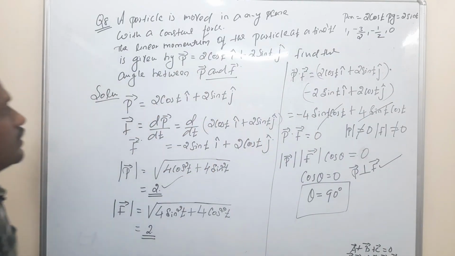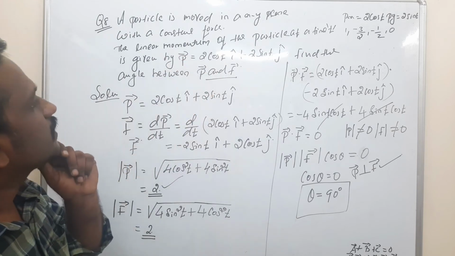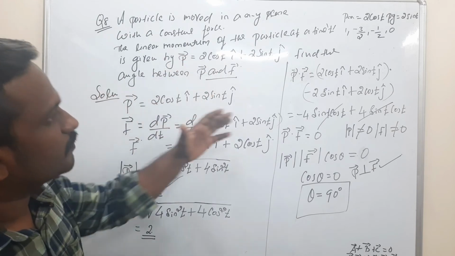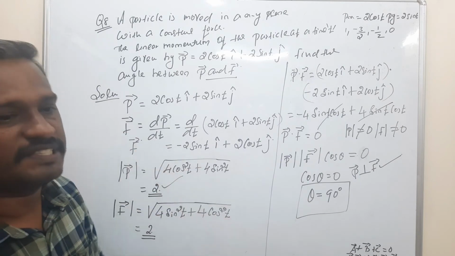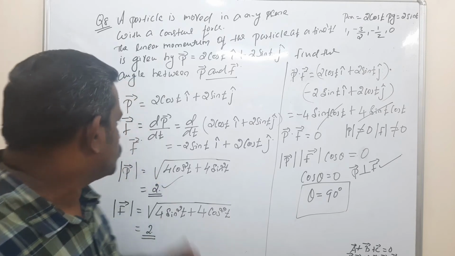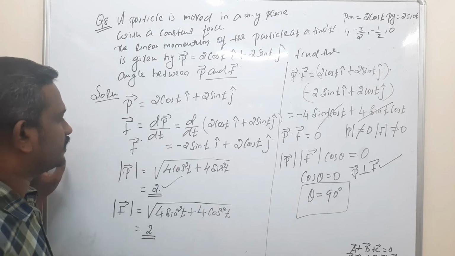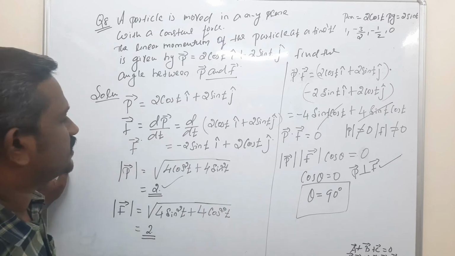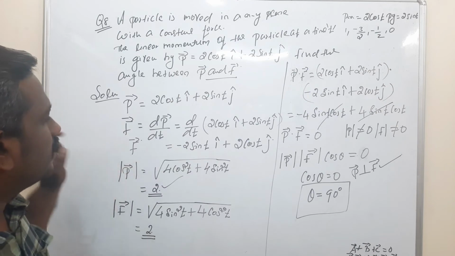Clear? So in the question, momentum is given. The particle is moving under a force F. According to Newton's second law, the rate of change of momentum is equal to force. So using that principle, we are finding the force. F vector is equal to dP vector divided by dt. So differentiating the momentum vector with respect to t, we will get the force.